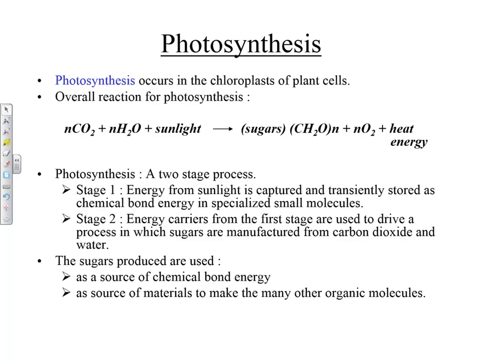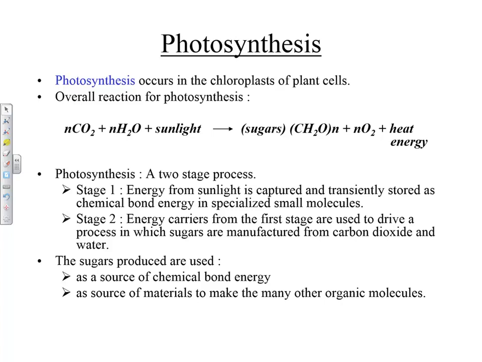Now let's take a closer look at photosynthesis. Photosynthesis occurs in the chloroplasts of plant cells. If you remember, on the first day I drew a diagram of a typical plant cell, and there was an organelle inside called the chloroplast. That's where photosynthesis takes place.